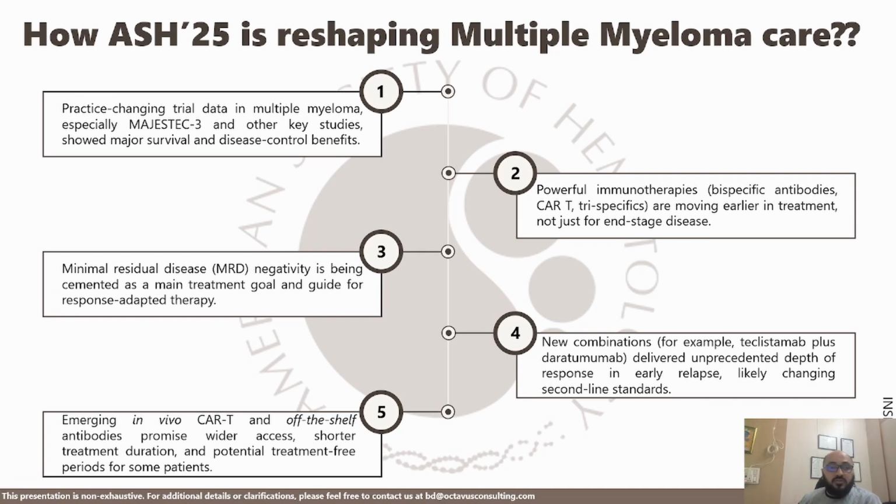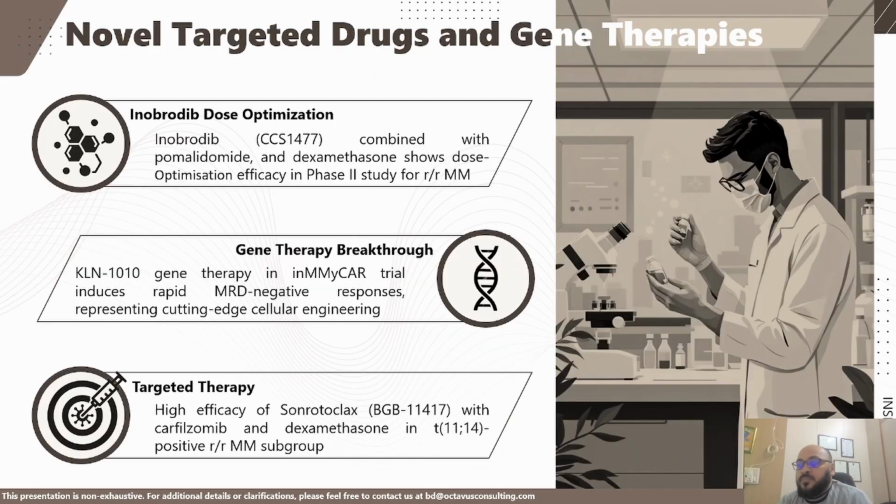Now, new combination therapies are emerging within this space. Here, we have taken one example from J&J, which again we'll be talking about. Then we are also talking about some emerging therapies, again, such as CARs and off-the-shelf antibodies, which were assessed during ASH this year.